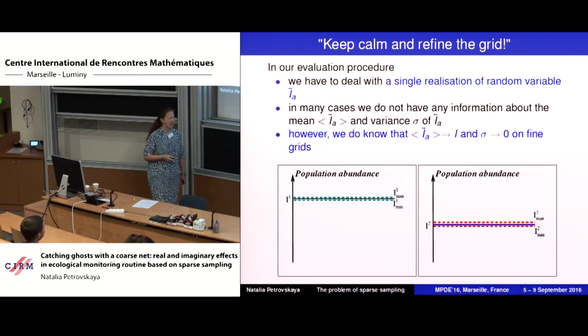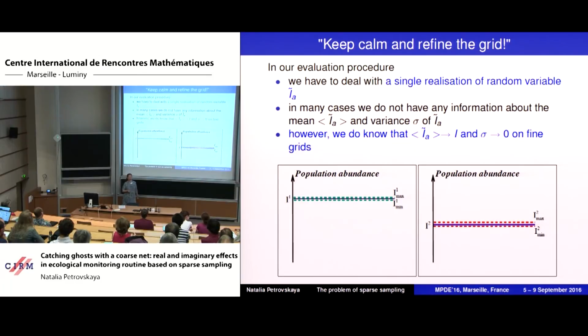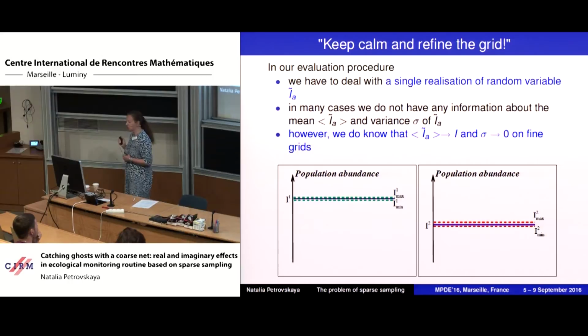This motto is what the British Queen would say if she had to deal with the problem of total population size evaluation. The motto of the royal family is "keep calm and carry on." In our case, it translates to "keep calm and refine the grid." Things are not so desperate in theory, because we know from the theory that if we increase the number of grid points, sooner or later we shall converge to the exact answer.